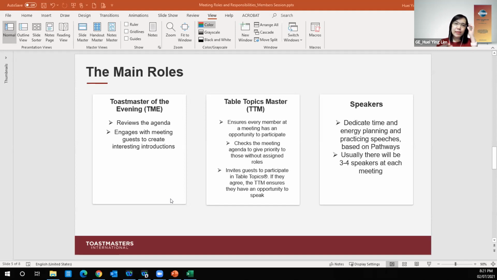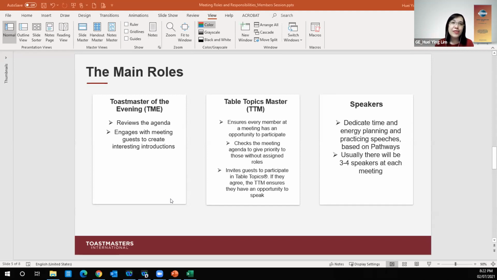And the next will be the speaker. As I mentioned just now, all of you will be attempting the very first project in Pathways. This is where you will dedicate your time and energy to plan and write up your speech. As I mentioned, usually there will be 3 to 4 speakers. So when your club VPE, Vice President of Education, asks for volunteers who want to be the speaker in the next meeting, don't be afraid to volunteer, so that you can be among the first few who complete the icebreaker speech.